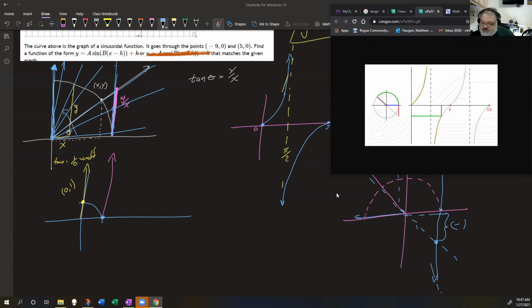And we know our tangent values in quadrant 1 should be positive. In quadrant 2, they should be negative. In quadrant 3, they're back to positive. And it's all in this diagram, all about kind of measuring that length.